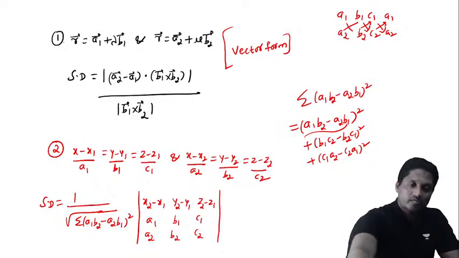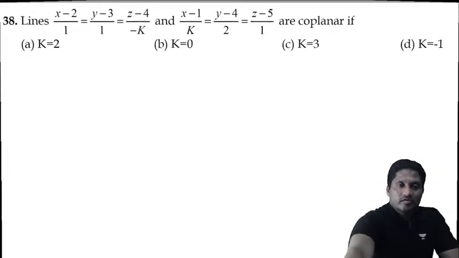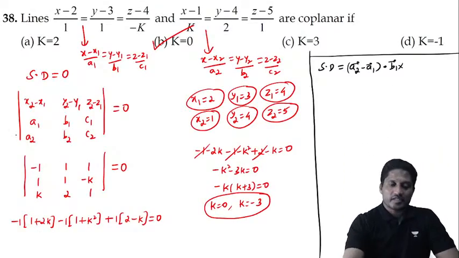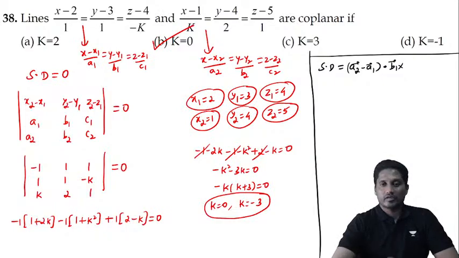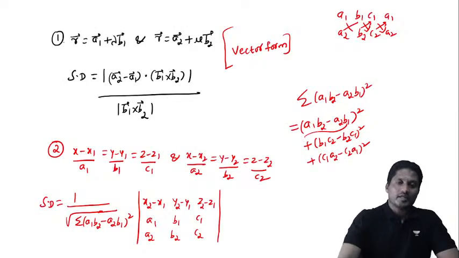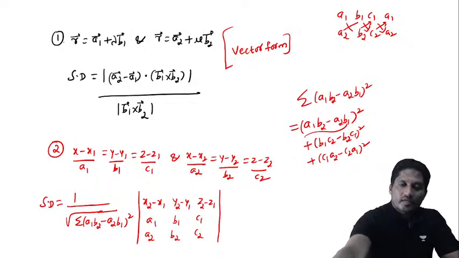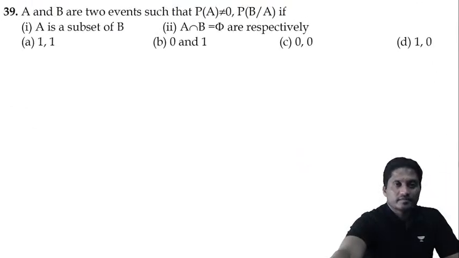That's why I just wanted to tell you that for the shortest distance between two lines, if these lines are coplanar, obviously the shortest distance should be equal to 0, and then you get the value of k. If they don't intersect, then they're non-coplanar, and then you should find the distance. This is the formula to find the shortest distance between two lines, vector form and Cartesian form, which you've already done in the board exam. Let's move to the next question.